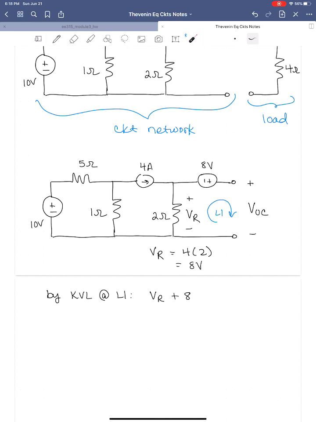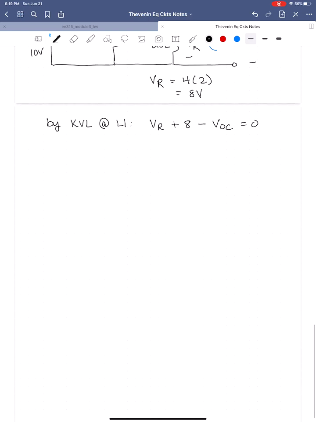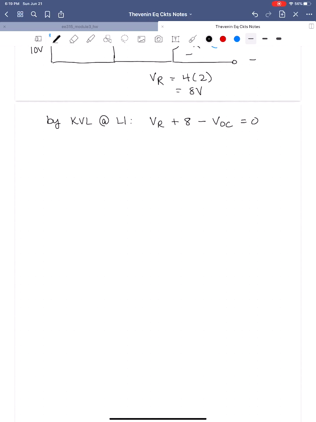I know what the voltage drop is across there. It's our open circuit voltage. I'll be moving from plus to minus, so I'll be subtracting that voltage, VOC. I'll be back to where I started. I can sum to 0. And so when I solve this and substitute in that VR is equal to 8 volts, I will get that VOC is equal to 16 volts, which means that my Thévenin equivalent voltage source is going to be 16 volts as well.